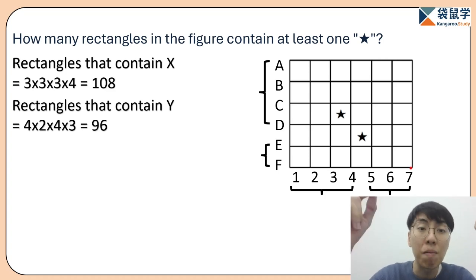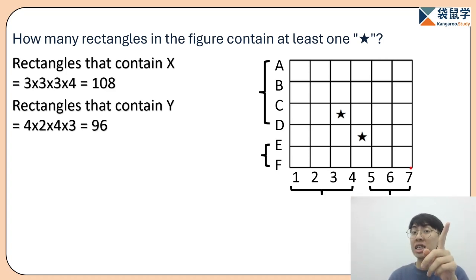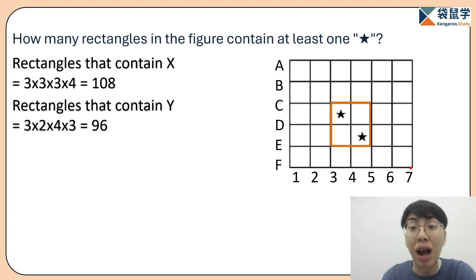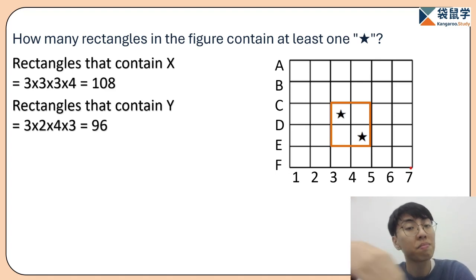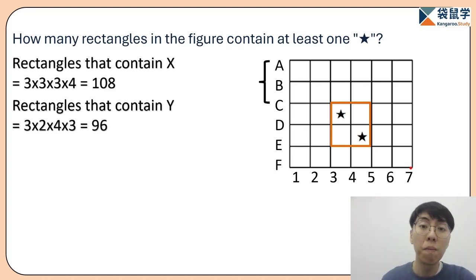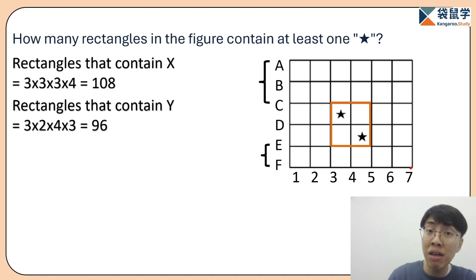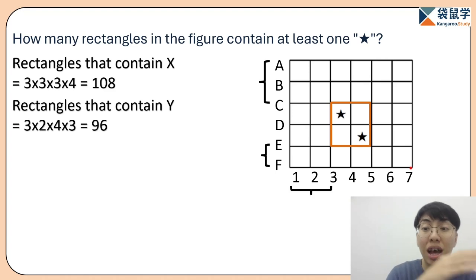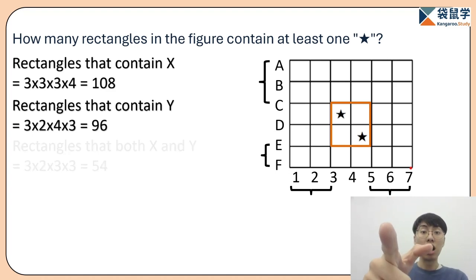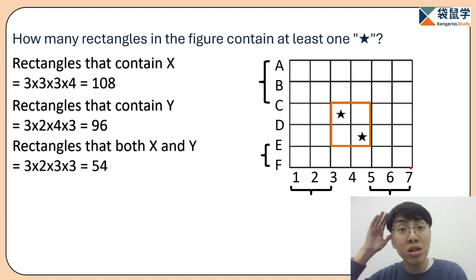We still have to consider those rectangles that contain both x and y. So what is it? Well, we first have to circle up that rectangle that contains both x and y. And then after that, again, we look at how many lines are above, below, left, and of course, right. So 3 of them above, 2 of them below, 3 of them to the left, and lastly, 3 of them to the right. So we end up with what answer? 3 times 2 times 3 times 3.